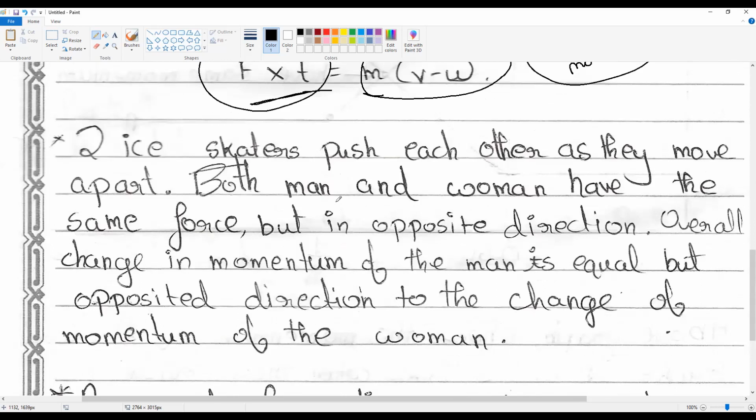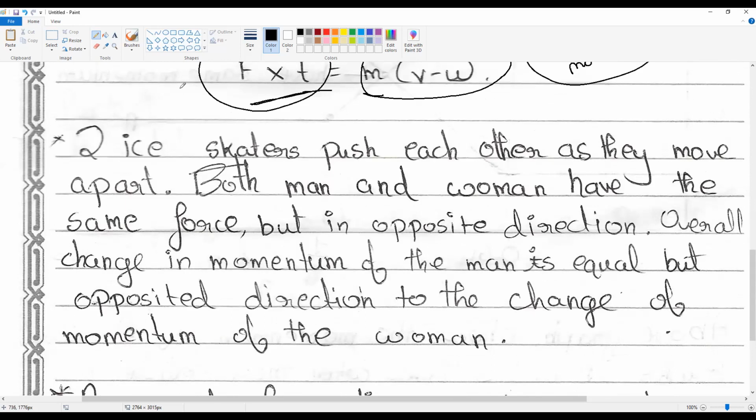Now let's talk about how to explain this. Let's talk about two ice skaters pushing each other. Let's say, for example, Biasha and Sanjay are ice skating together, and they push each other.